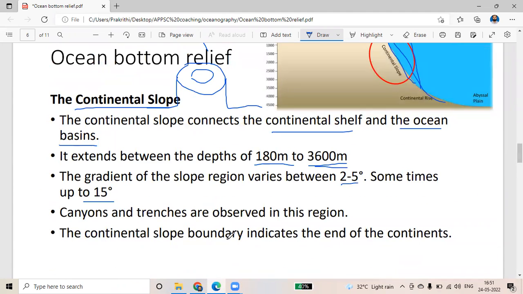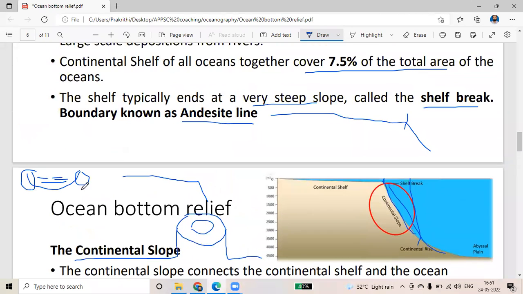Canyons, the continental slope boundary indicates the end of the continents. तो यहाँ हो गया पूरा continents और ocean. असली में इसका extension पूरा हो गया, जैसे ये यहाँ से यहाँ तक हो गया continent का, और the bottom of the oceanic floor, यहाँ से oceanic floor है इधर तक इसका. It's a transition zone between the continent and the oceanic part, that is called the continental slope.